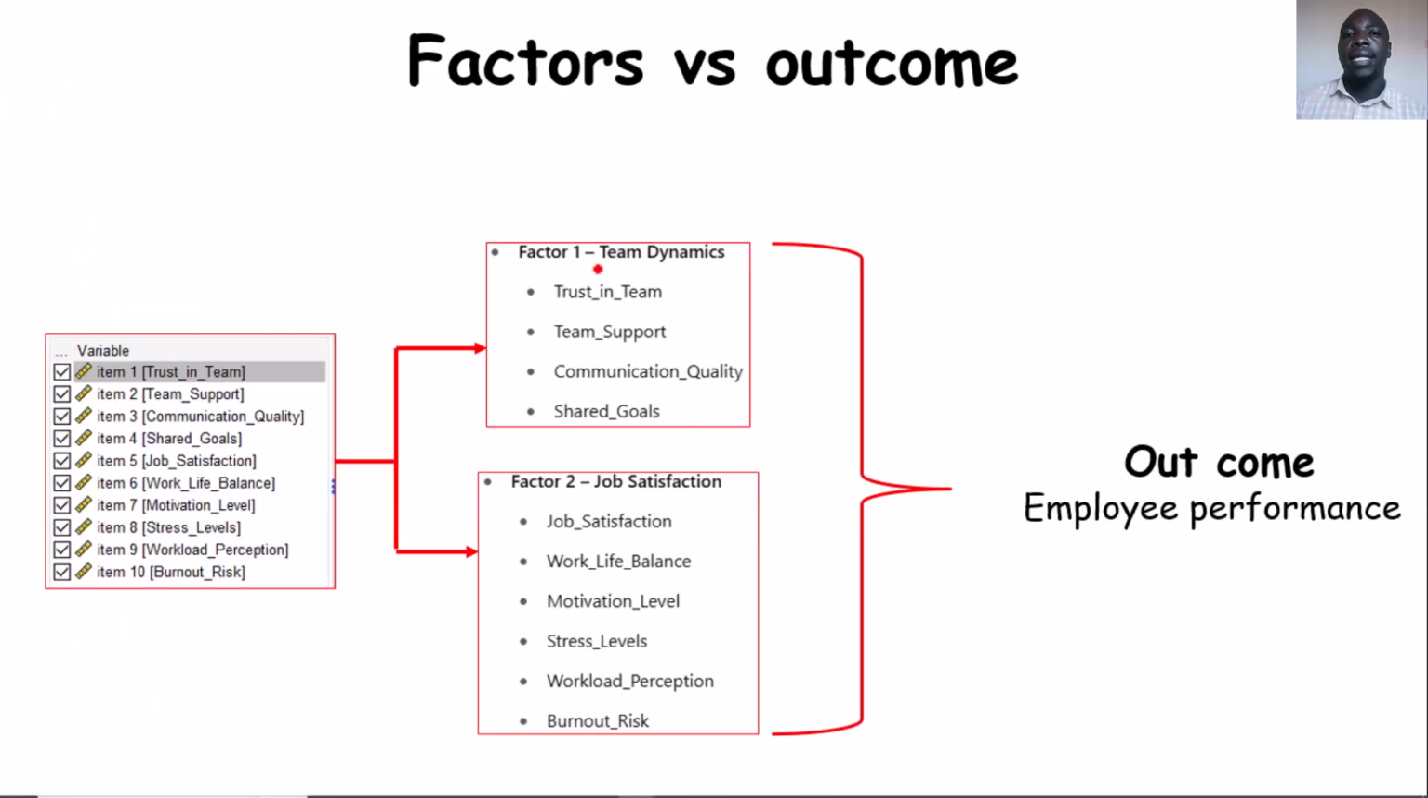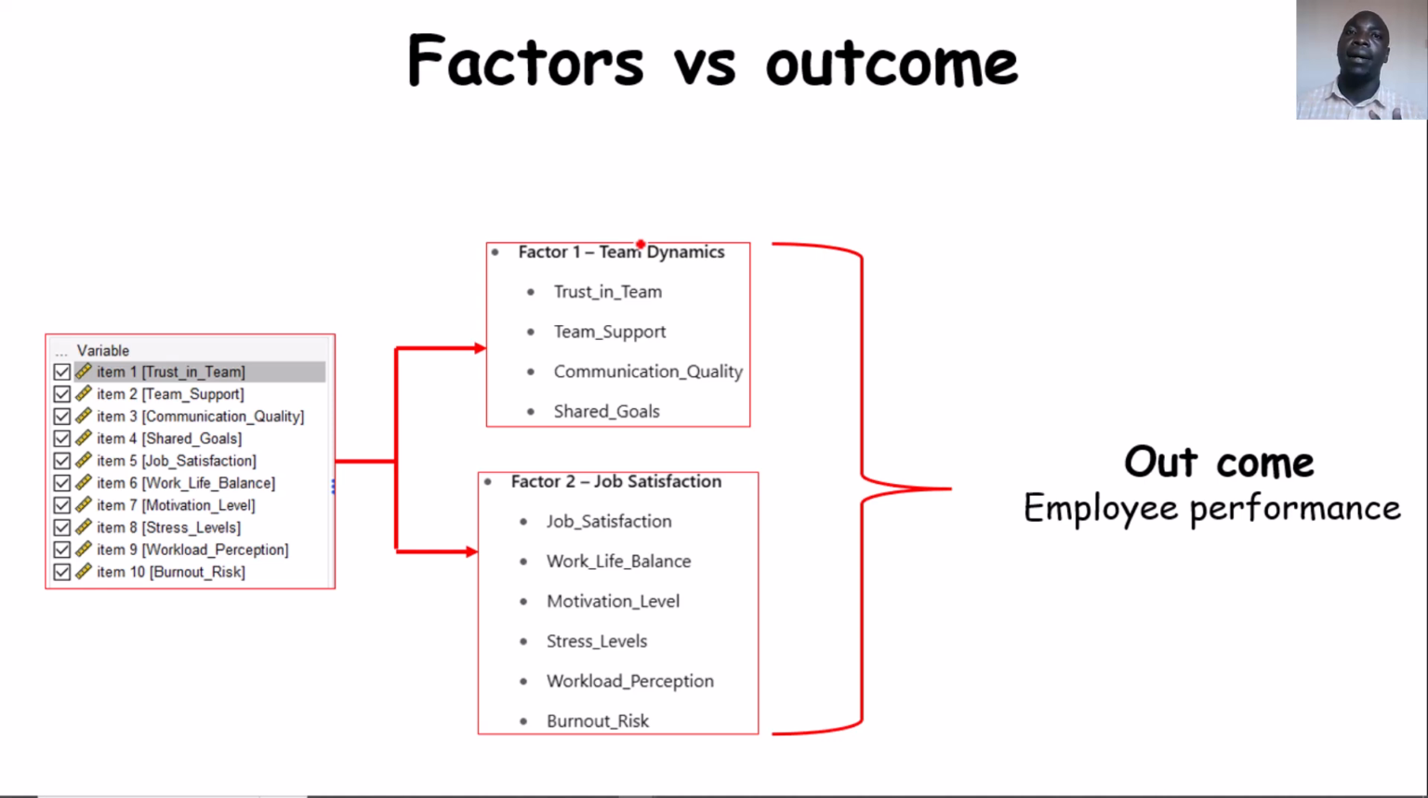So this is where we started from, saying in our previous analysis we got factor 1, which had item 1, 2, 3, and 4. And when we look at these 4 variables, the common name that can bring these 4 variables together is team dynamics. Whereas these 6 variables, if we called them job satisfaction, that would be good enough. Now that we have got 2 factors, how do we use them as variables for further analysis?